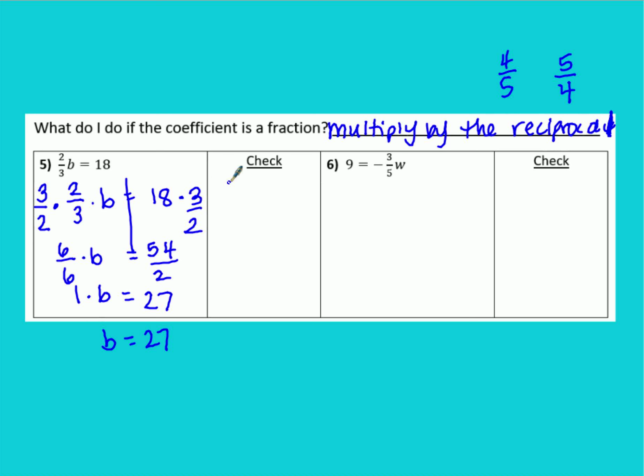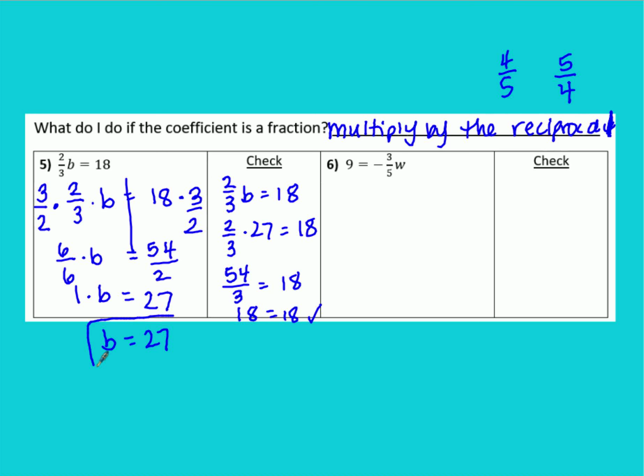So if we go ahead and check that, 2/3 b equals 18. If I plug in 27 where b is, I would have to do the multiplication on top first, so 2 times 27 is 54. Divide that by 3, and 54 divided by 3 is 18. So we're good to go, and b equals 27.